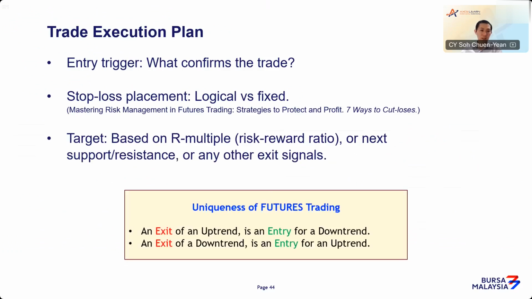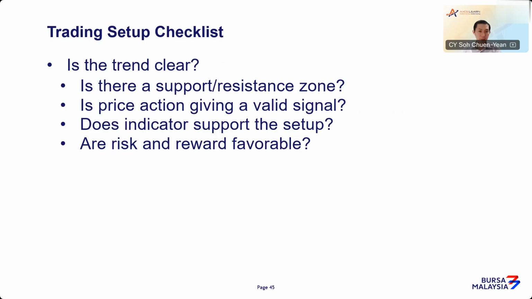So here, a few things that I want to show you is that, of course, in terms of trade execution, you need to find your confirmation. So an exit of an uptrend is also an entry for a downtrend. Okay, an exit of a downtrend is also an entry for your uptrend. So futures is actually very, very unique. Now you can take a picture here, of how you can use a trading setup as a checklist.